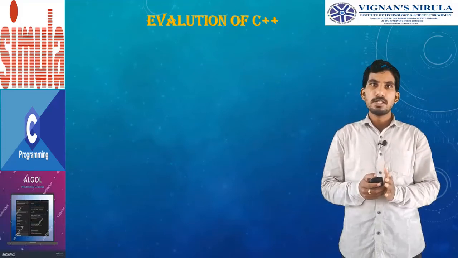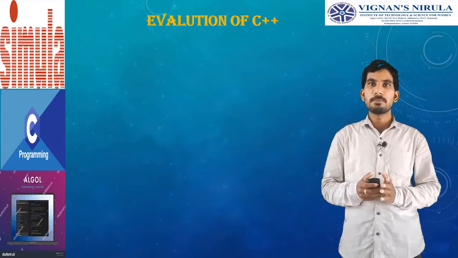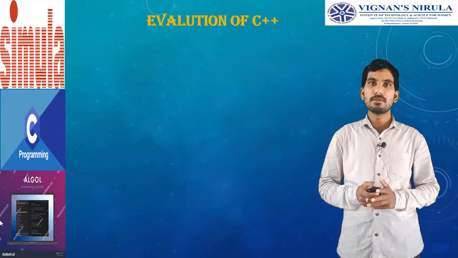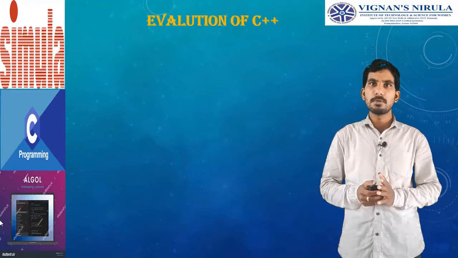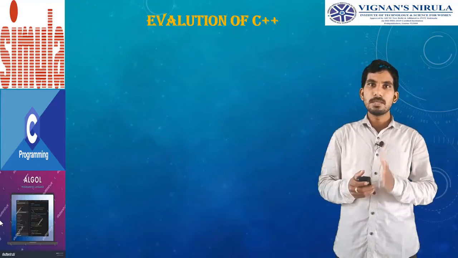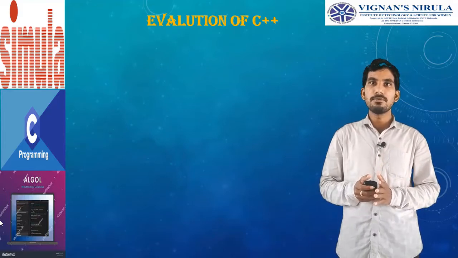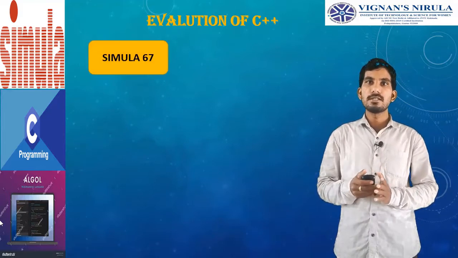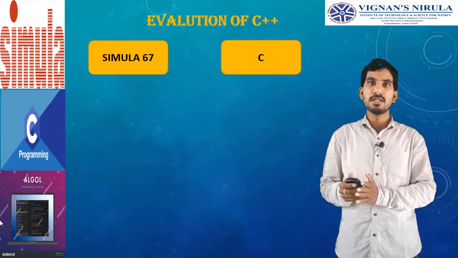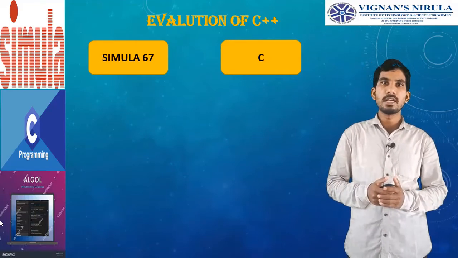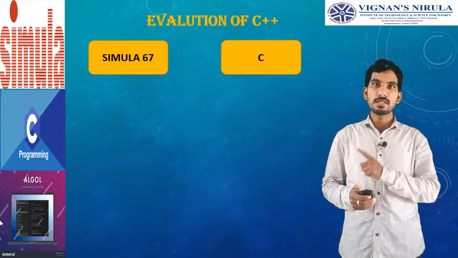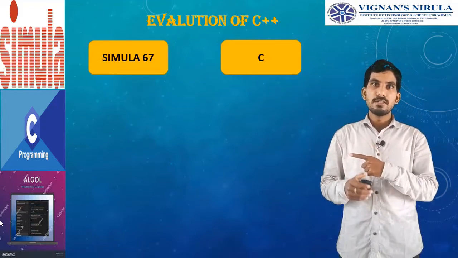First, C++ is an object oriented programming language, whereas C is a procedural programming language. C++ was developed in order to overcome the problems of the C language. C++ was developed with the help of Simula 67 and the C language. Simula 67 is also a programming language and C is also a programming language, so both are procedural oriented programming languages.